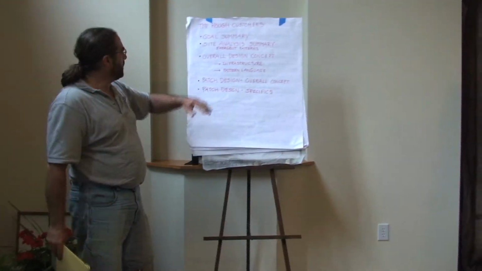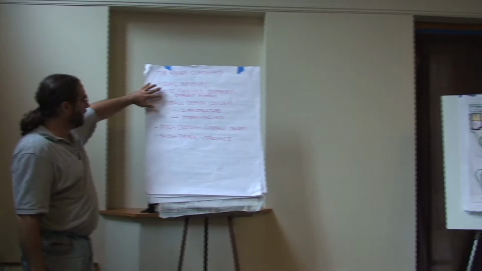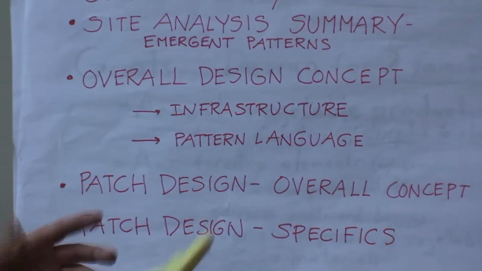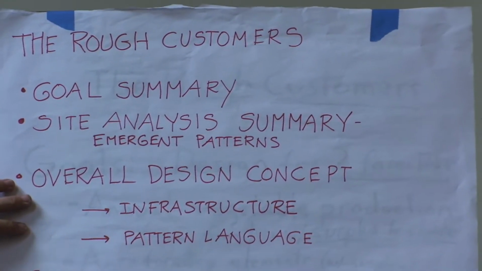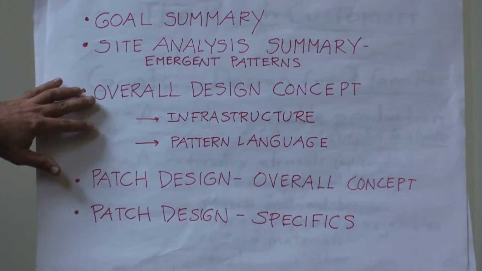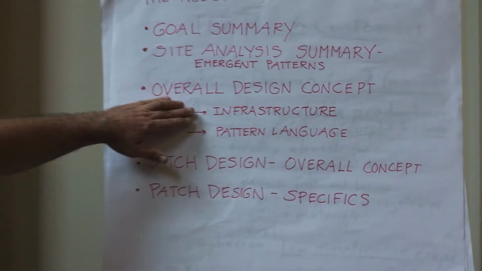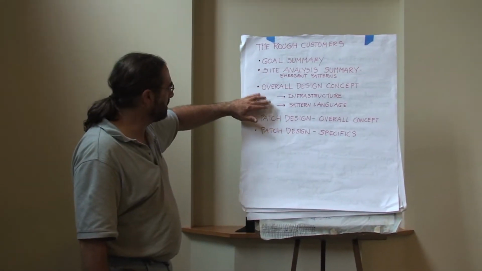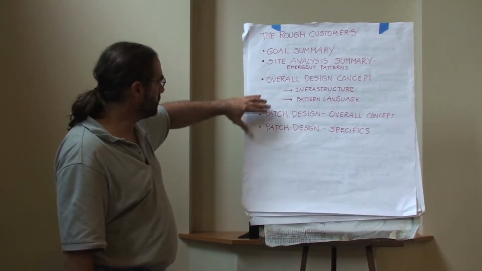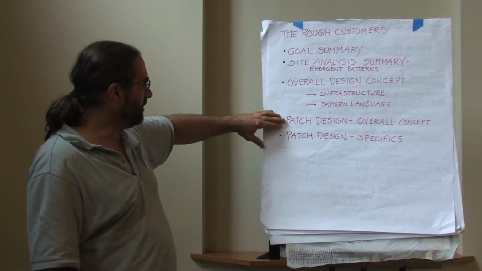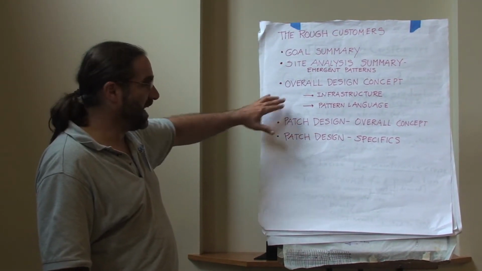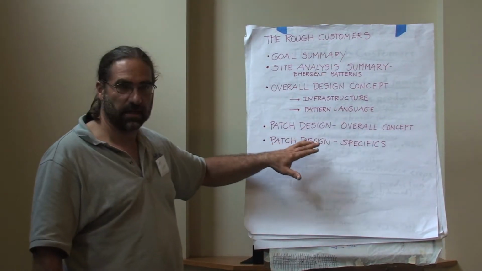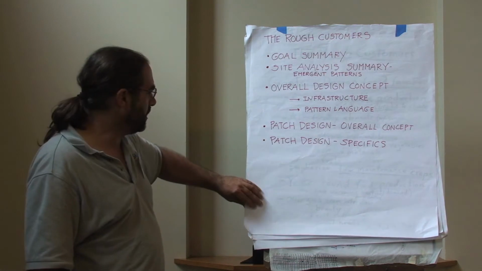Okay, so very quickly I'm going to summarize the goals and the process of site analysis and how we came up with the emerging patterns. And then I'm going to turn it over to my teammates who are going to describe the overall design concept, both with regard to infrastructure, and you'll see why that was an important factor in our design, as well as the patterns that emerged. And then, as you saw with the previous group, we will get to the patch design as an overall concept for the entire site, and then some of the specifics on 3 of the patches.